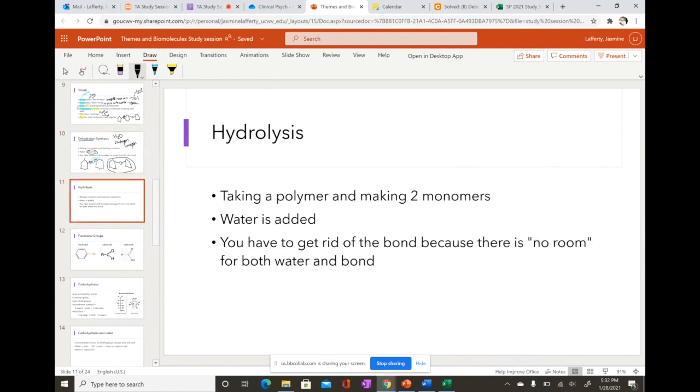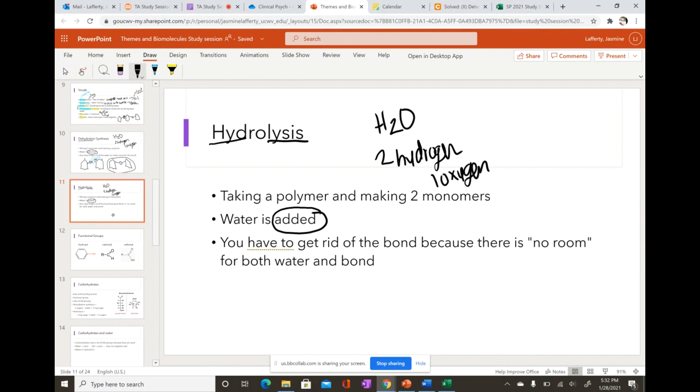All right, so on the flip side of this, hydrolysis, we already said hydro means water, lysis means break. So this is breaking with water. So water is added. Now, I'm going to draw up here. Water is H2O, 2 hydrogen, 1 oxygen. Okay? So let's take our same molecule that we had from last time. I know my drawing is not wonderful. So let's pretend it looks the same.